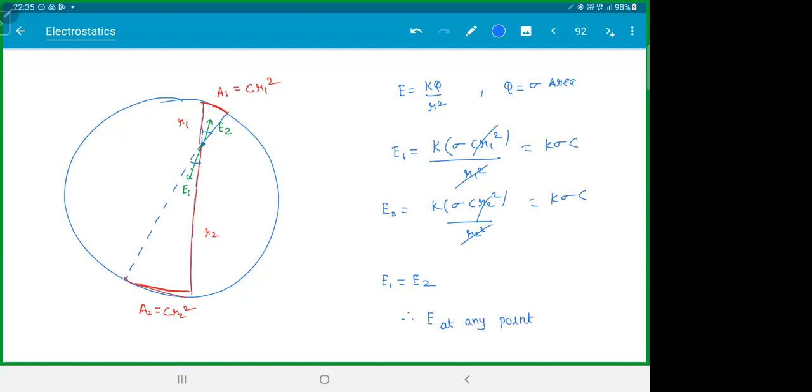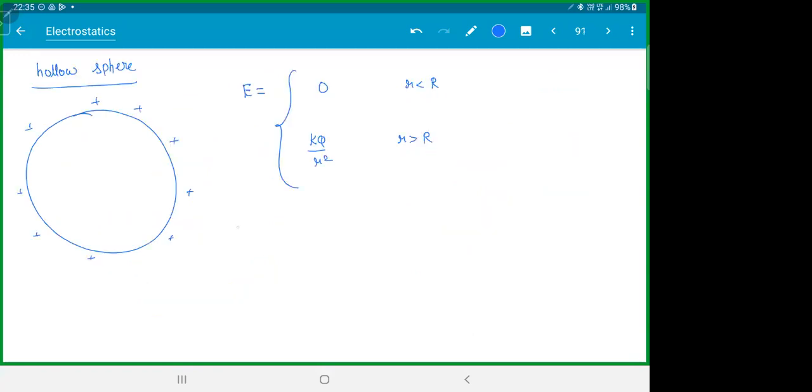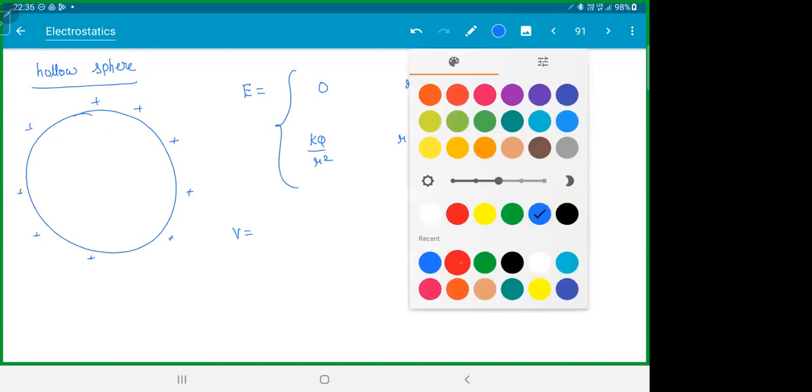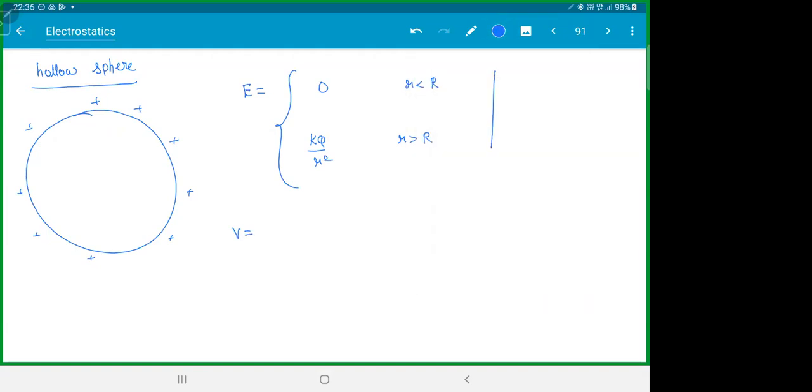So this happens only for a sphere. Sphere is special. Clear with this? So this is how you can prove that. But like I said, the result is more important. And if you try to plot the graph, E versus R, initially the field is 0 and then there is a discontinuity and it decreases.